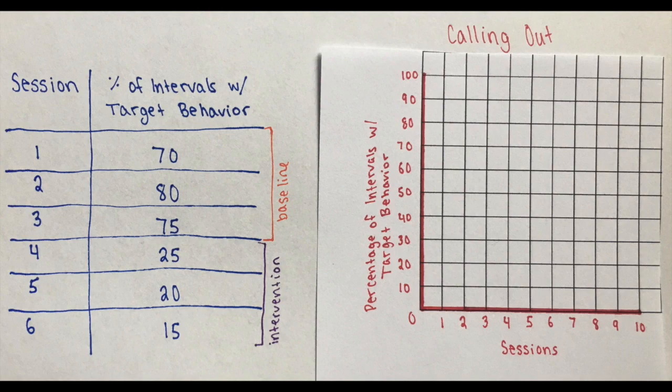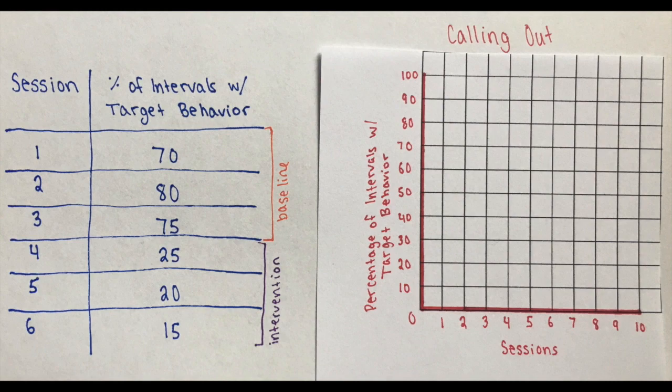All right, so to get started, you need to set up your graph. On the left, you have your sample data, so this is just made up data for calling out behavior. And on the right, we have our graph. So the first thing you want to add to the graph is the title. So that can be the title of your problem behavior. In this case, it's calling out.